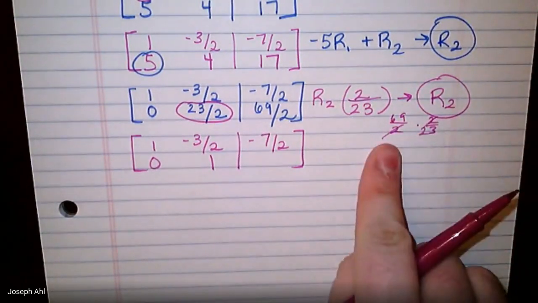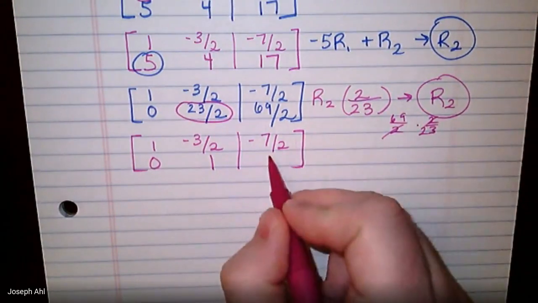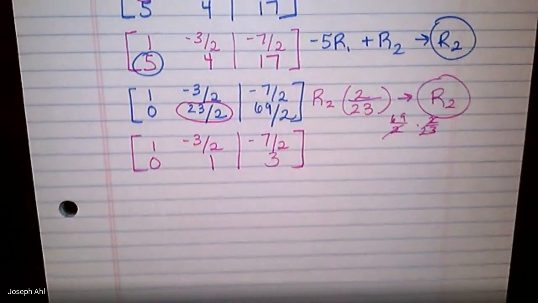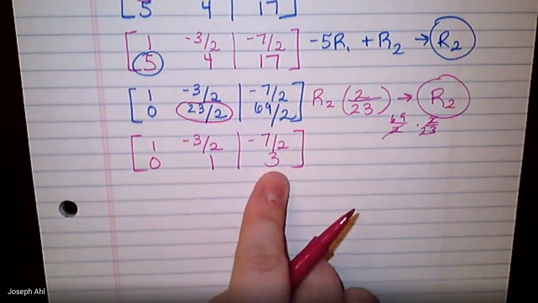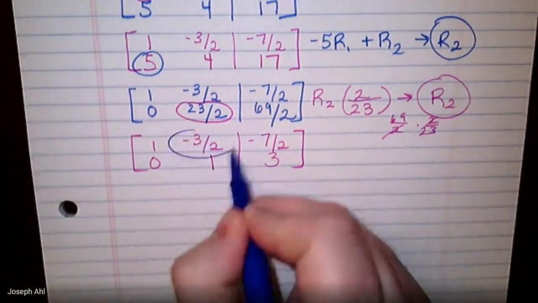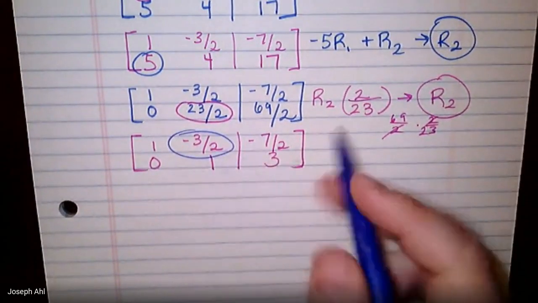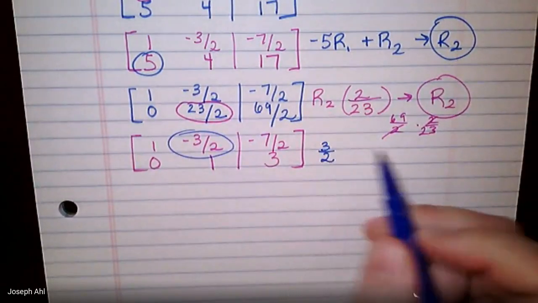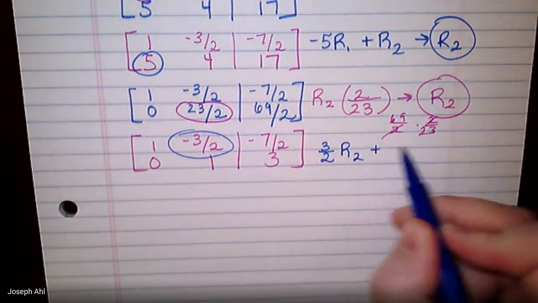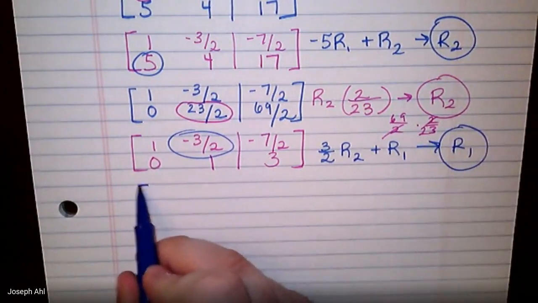The 2's would cancel, top, bottom. So you're left with 69 divided by 23, which luckily that goes in really nicely. It goes in 3 times. This number's a 3. Last but not least, -3 halves has to become a 0. So that's going to require me to multiply the bottom row by 3 halves, positive 3 halves, and add it up to row 1. That will be your final row 1.